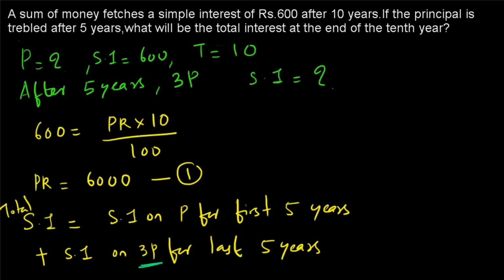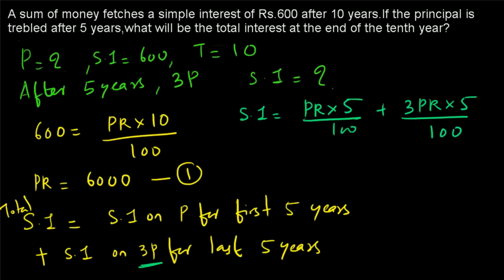So we can split up like this. Total simple interest is equal to simple interest on P for the first 5 years plus simple interest on 3p for the last 5 years. So how we can write this? Simple interest is equal to PR into 5 by 100 plus 3PR into 5 by 100. Okay, for the first 5 years P and for the next 5 years 3p. So PR is equal to 6000. We are having from equation number 1.